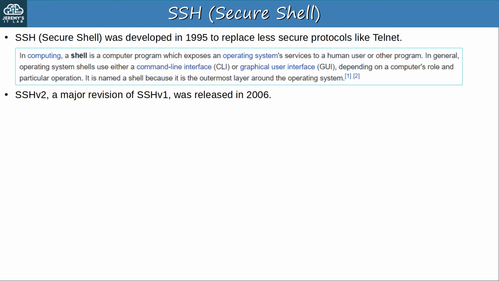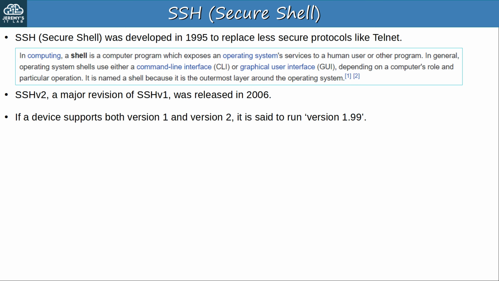SSH version 2, a major revision of SSH version 1, was released in 2006. Version 2 is more secure, so it should be used whenever possible. If a device supports both version 1 and version 2, it is said to run version 1.99. Note that 1.99 isn't actually a version of SSH. It just means that the device supports both version 1 and version 2.